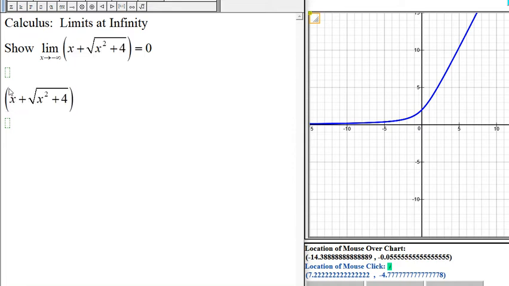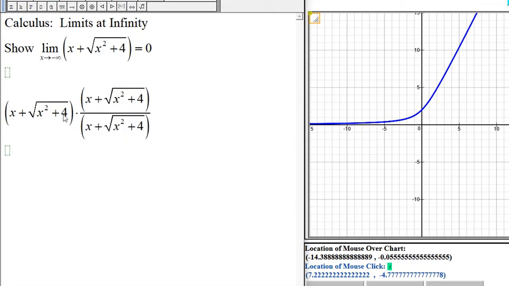what we want to do is multiply the top and the bottom by the conjugate of this. So the conjugate of this is just changing the plus to the minus. And so now this becomes this. The bottom is just this. The top here we have x plus the square root of x squared plus 4 times the conjugate, x minus the square root of x squared plus 4.